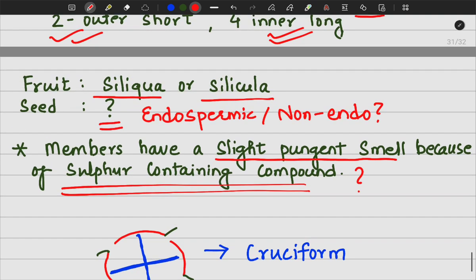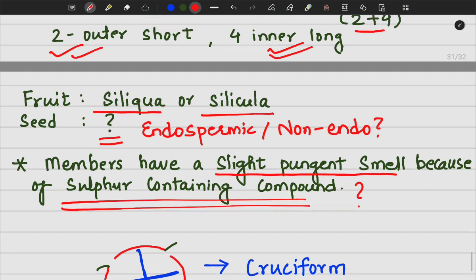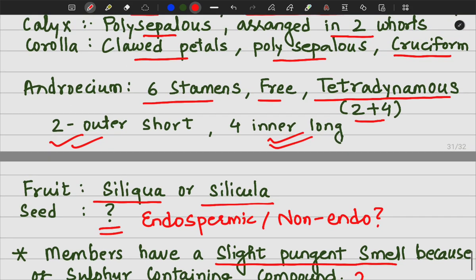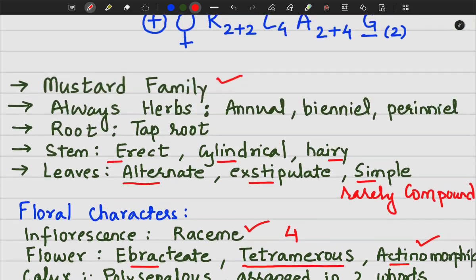So this was all about the mustard family. We covered almost all the important topics and some additional points with some important terms and corrections, and I hope everything is clear to you.